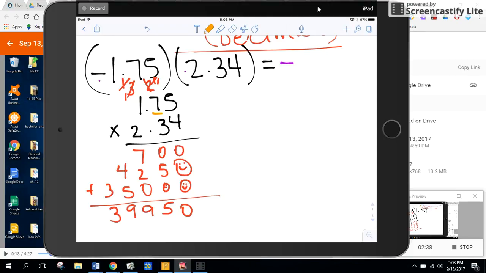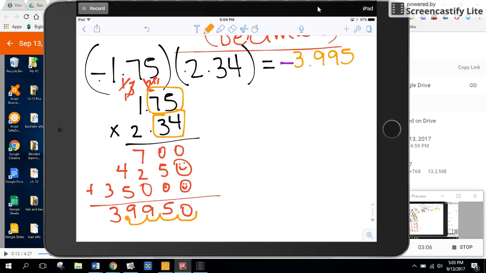So here I see I have 2 numbers behind my decimal point and then an additional 2 numbers here. So in my problem, I have 4 numbers behind my decimal point, and I want the same number of numbers to come behind the decimal point in the answer. So my decimal point is going to go 1, 2, 3, 4. So my final answer, we know it's negative, is going to be negative 3.995. You can put the 0 on there if you want to, but it is not required.